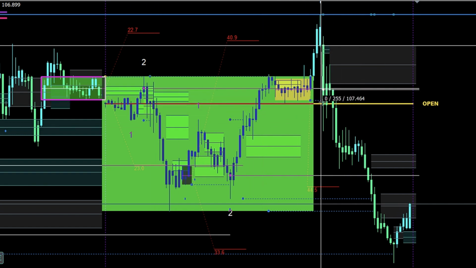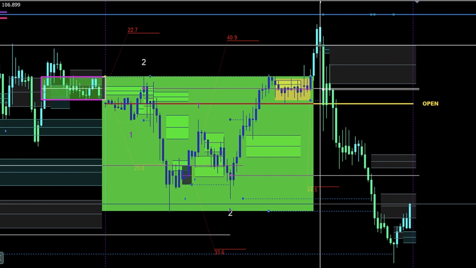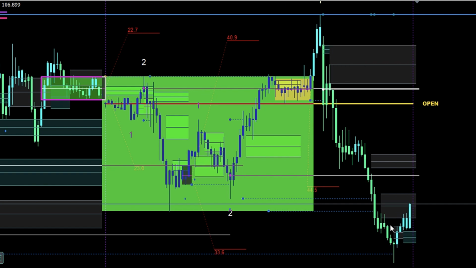Now the target would be the first liquidity below this consolidation box. So this is the consolidation box, this is the first liquidity. So this would be our target. So we would be selling from this to this. This is 108 pips. Okay, so this is an example of how it's done.